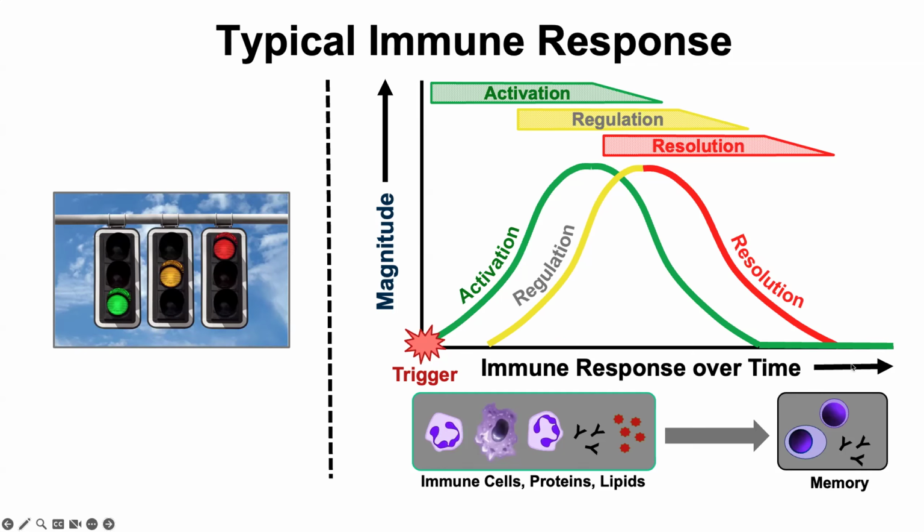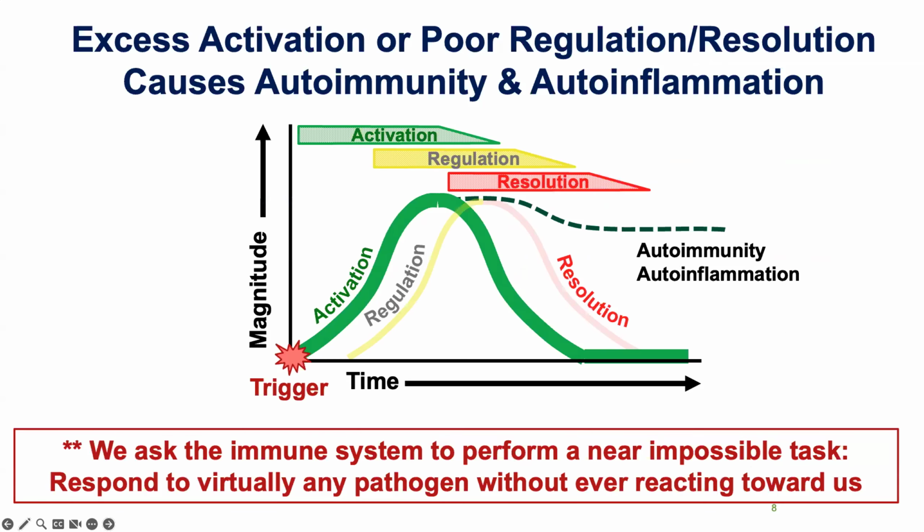At the end of that, your immune system is left with memories of what it has seen, and those are really mediated through the T and the B cells, as we'll talk about in a second. If any of these steps go awry, if there's overactivation, underregulation, or the resolution doesn't happen, then you can wind up with autoimmune diseases, or cytokine storm, or what we call generally immune dysregulation.